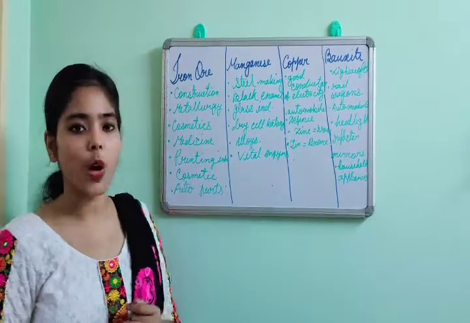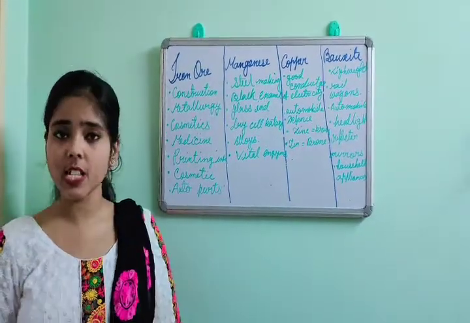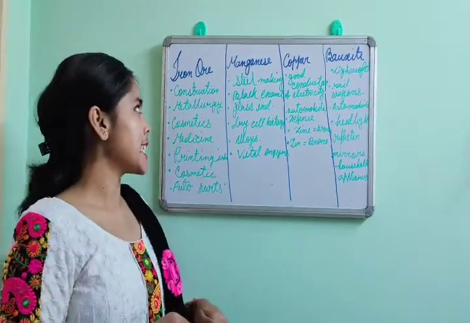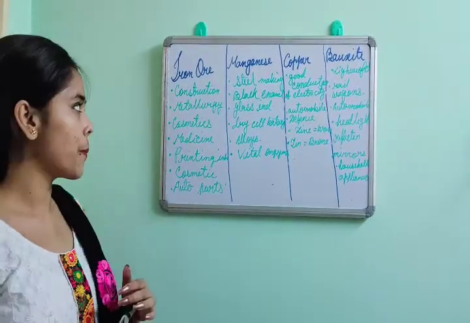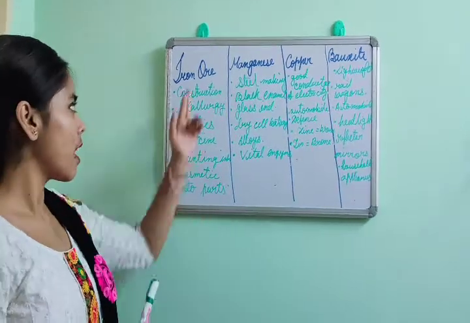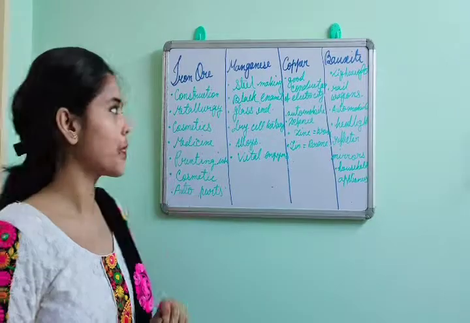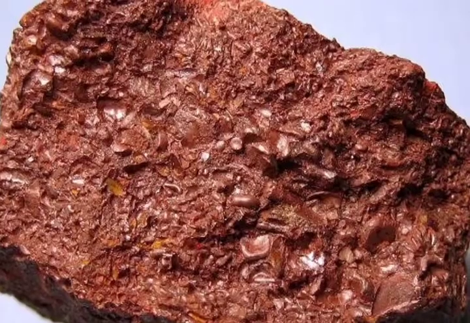In this video, I am going to discuss the various uses of these different types of minerals. Number one is iron ore. In your syllabus, these are there: iron ore, manganese, copper, and last is bauxite. So, iron ore. First, we will discuss this.